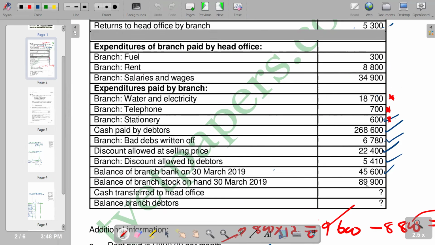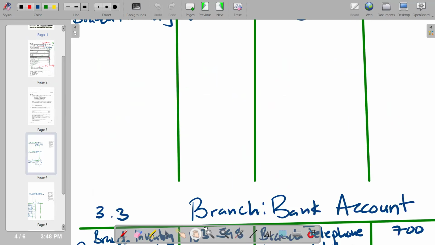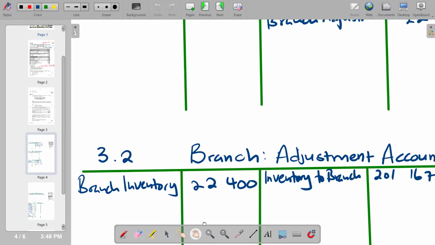So remember, branch stock again is an asset, so a normal debit balance. The balance BD will be on the debit side. The balance CD is also supposed to be seen on the credit side. So you're also going to have a balance CD on the credit side in the branch inventory account of 89,900. So we proceed to the branch inventory.